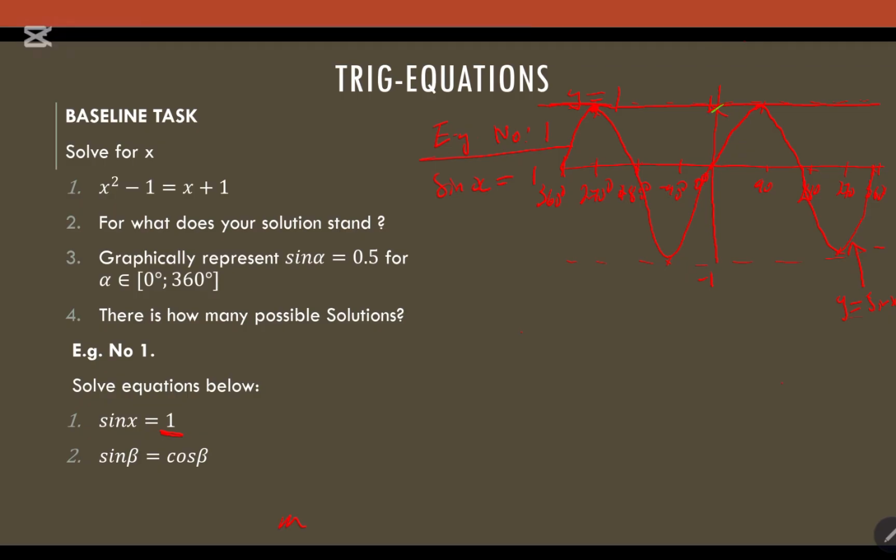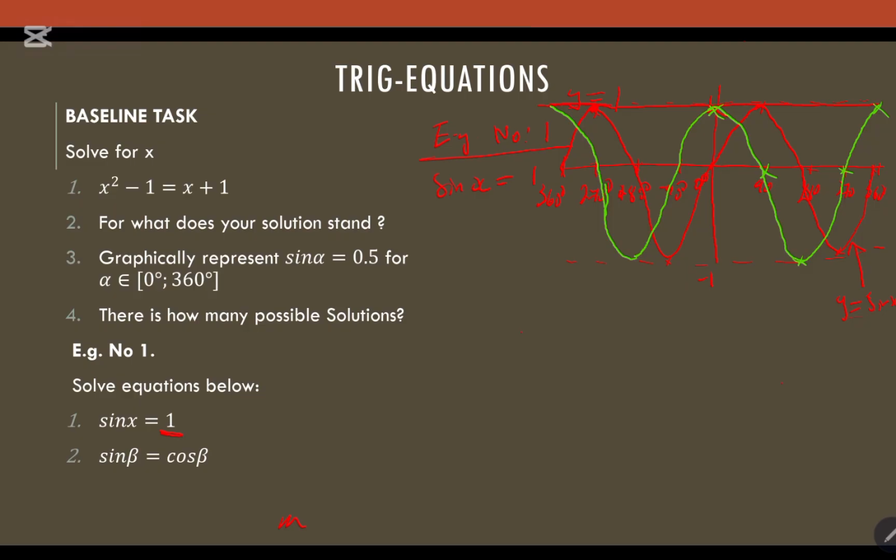So cos of 0 is 1. Cos of 90 is 0. Cos of 180 is negative 1. Cos of 270 is 0, and cos of 360 is 1. So the graph goes like that. So there are the two graphs.